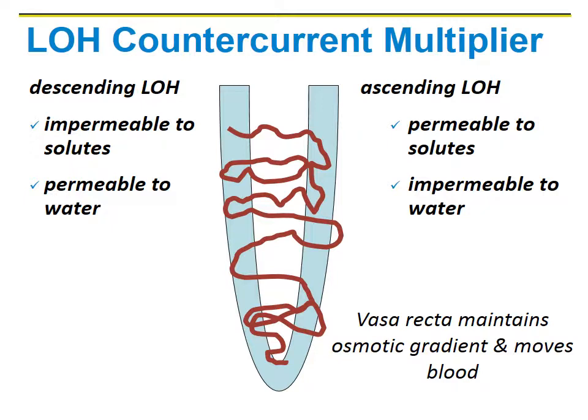Lastly, remember that it's the job of the vasa recta to not only keep the tissue alive, but also remove the water. And because it is flowing in a direction opposite the filtrate, all concentration gradients are maintained. The vasa recta maintains the gradient. Again, ascending loop of Henle makes the gradient. Descending loop of Henle uses the gradient. Vasa recta maintains the gradient.